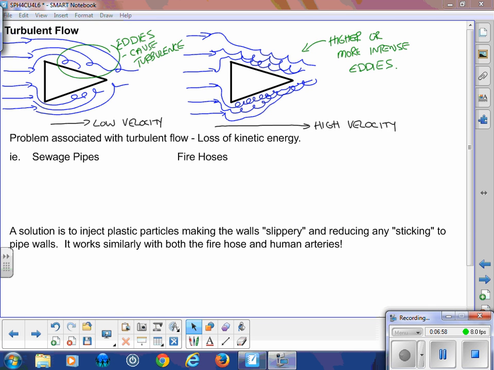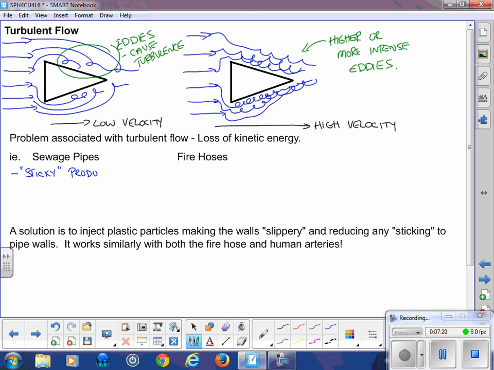So as we move down through the notes here, some of the common problems associated with turbulent flow. What's happening with that turbulent flow is you're losing kinetic energy. So obviously sewage pipes are a huge concern for local municipalities. I'm not going to go into a whole lot of detail here. I'll leave some to your imagination. But you've got a sticky product moving through your sewage pipes, which causes buildup, and so on and so forth, which increases friction on the walls.